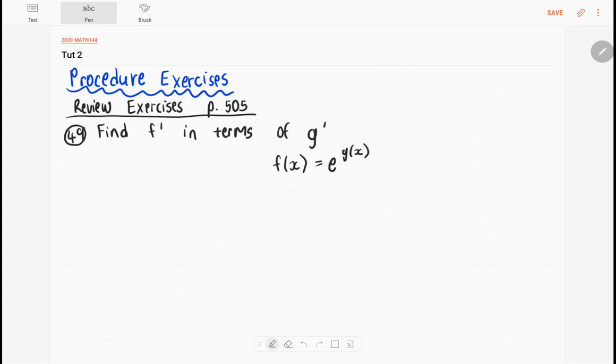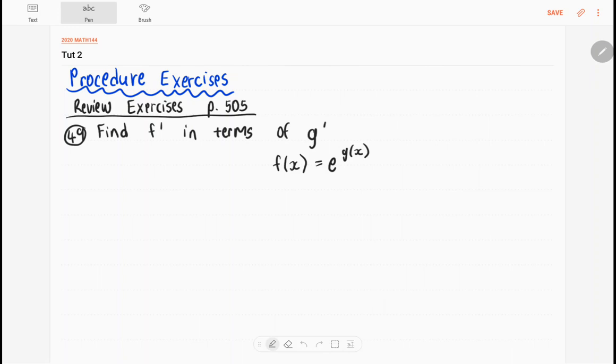The first exercise we're looking at is under the review exercises on page 505, and it's number 49, and it says find f's derivative in terms of g's derivative, where f of x equals e to the g of x. So this is an extremely straightforward and simple one.